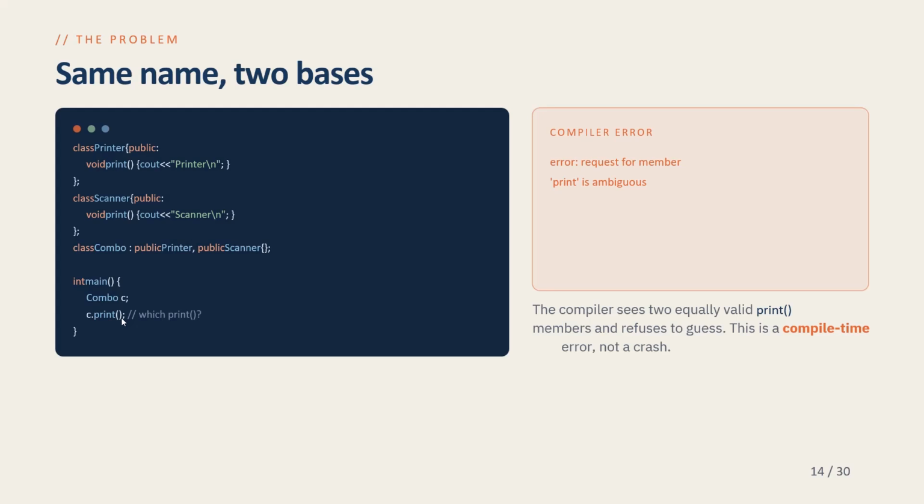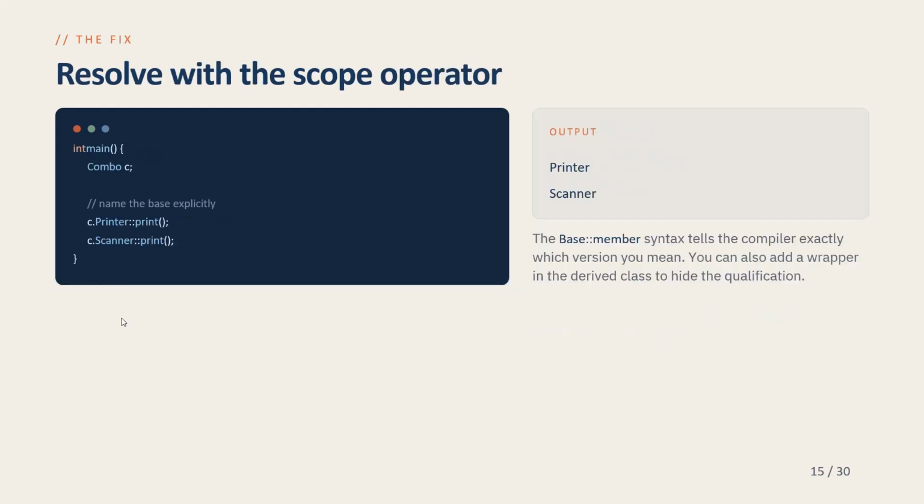So we can solve this problem using the scope resolution operator. For example, see this scope resolution operator. This one calls the printer version of print, whereas this one calls the scanner version.